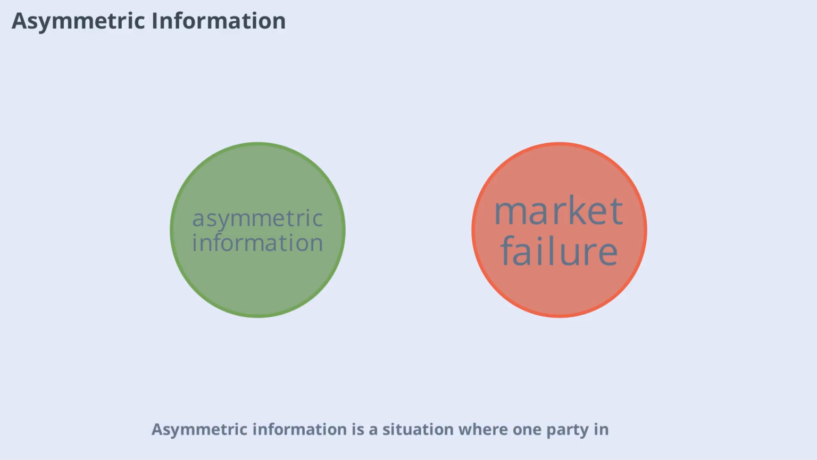Asymmetric information is a situation where one party in a transaction has more or better information than the other. This can lead to problems like adverse selection, where bad products drive out good ones, or moral hazard, where people take risks because they don't bear the full consequences. Addressing asymmetric information is important for creating fair and efficient markets.